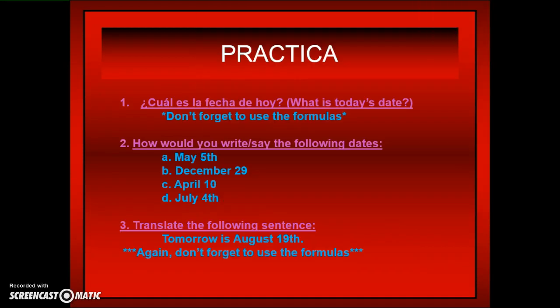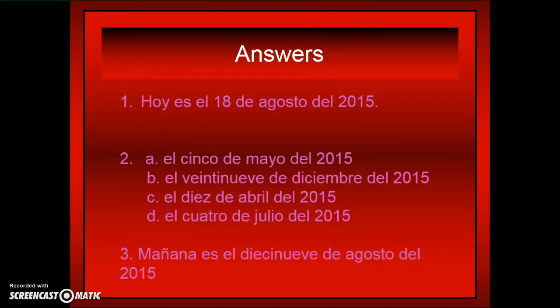Okay? And here is some práctica. Again, just look at these questions and try to answer them on the following page. Okay? So here are some practice questions for you. Answer them on the following page. So you can pause it, look at them, and then answer them on the next page. And here's the answers.